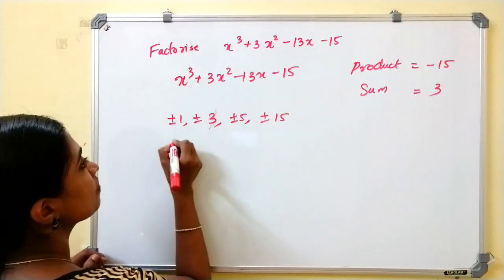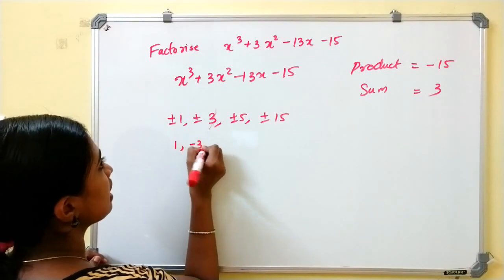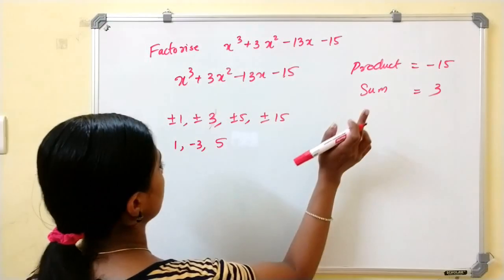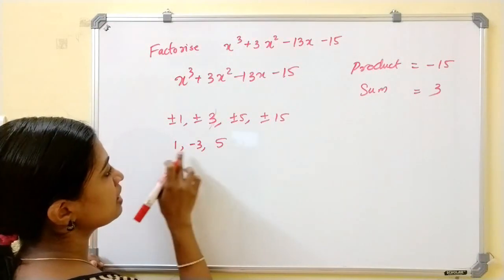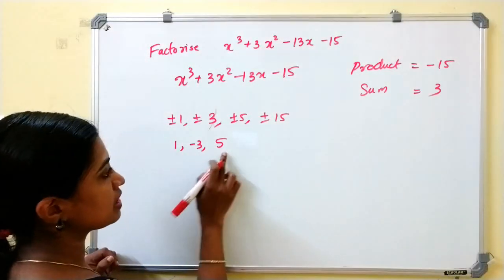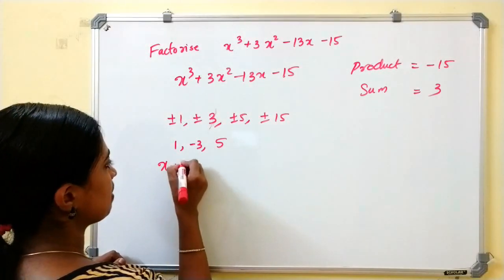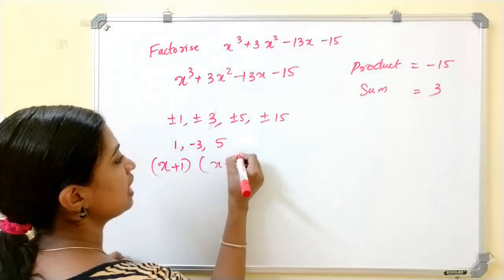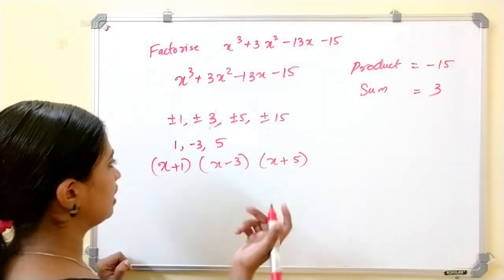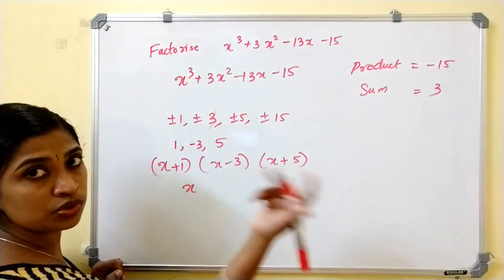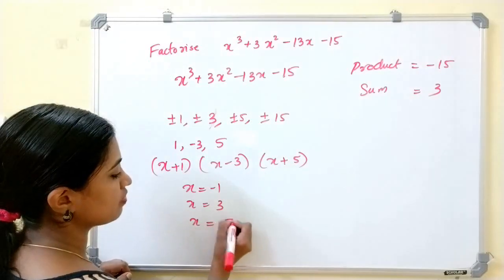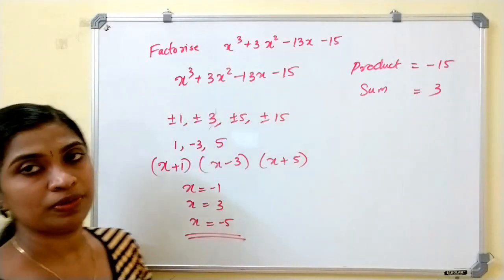So the numbers are 1, minus 3 and 5. 5 into minus 3 into 1 is minus 15. So 5 plus 1 is 6, minus 3 is 3. Okay. So the numbers are 1, minus 3 and 5. So the factors are x plus 1, x minus 3 and x plus 5. These are the factors of this polynomial. And the zeros are found by equating each of these to 0. So x is equal to minus 1, x is equal to 3 and x is equal to minus 5 are the zeros of this polynomial.